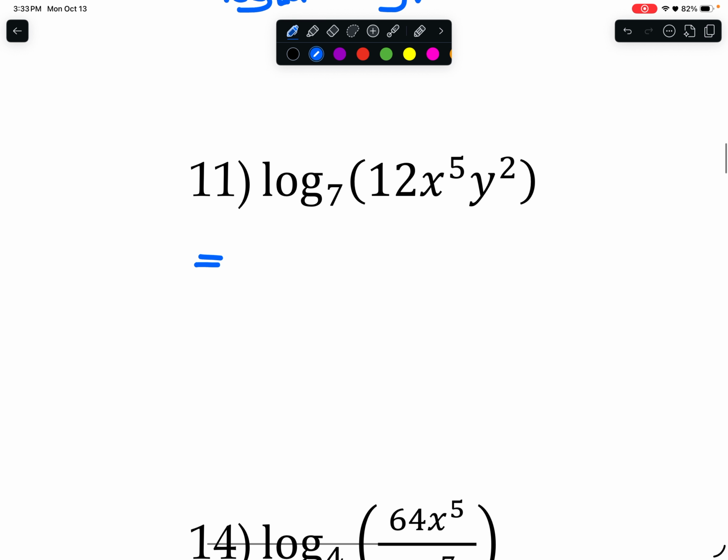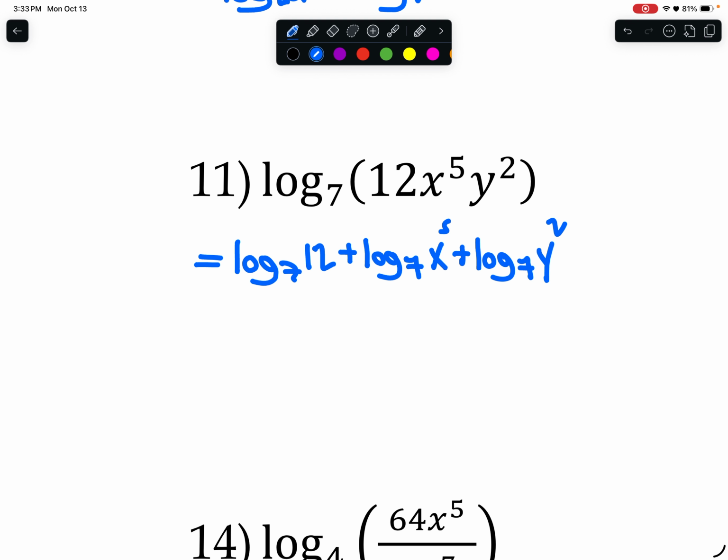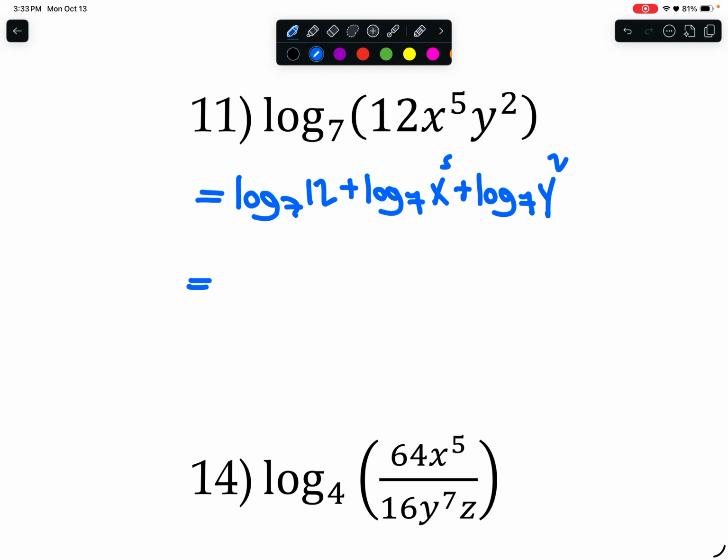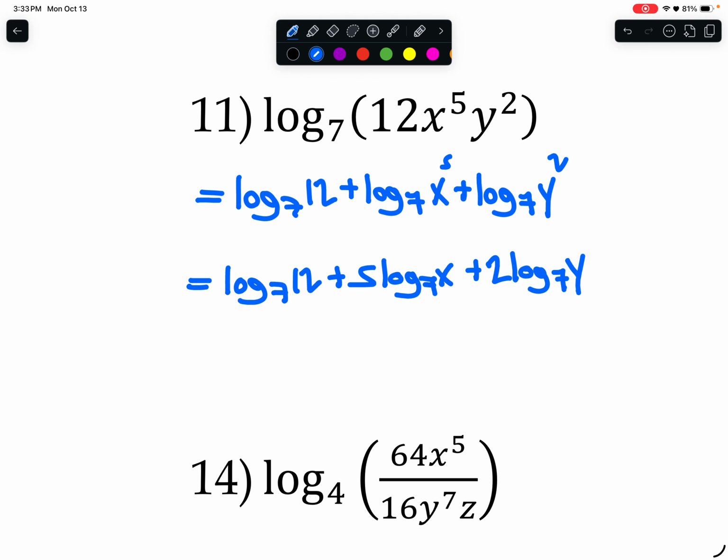Okay, and then number 11. Once again, I'm going to separate all these argument values. So log base 7 of 12 plus log base 7 of x raised to the 5th plus log base 7 of y squared. And then all those exponents are going to become coefficients. So I'm going to have log base 7 of 12 plus 5 times log base 7 of x plus 2 times log base 7 of y. Ta-da!